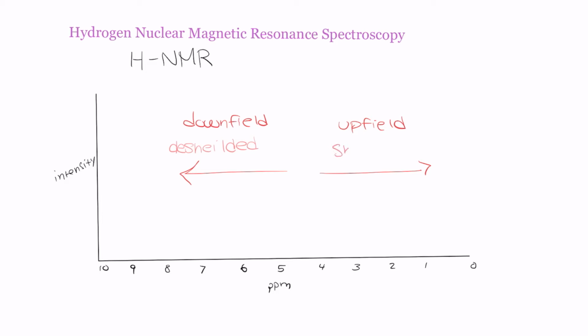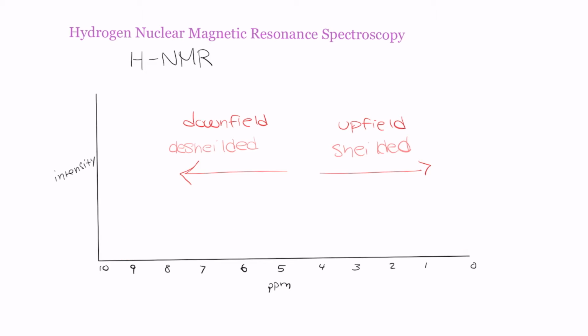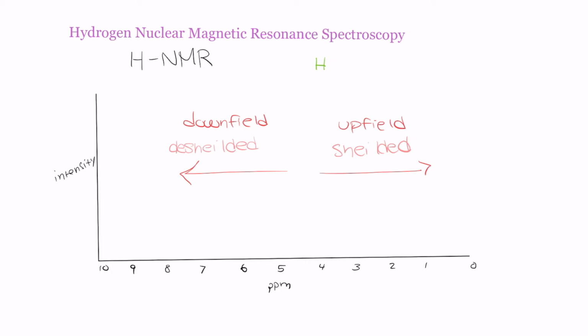more shielded. And I want to take a moment to point out that the x-axis increases going from right to left, which is not like most graphs you've seen before. Now, what does it mean to be de-shielded or shielded? And what's a signal? So let's say you have a compound, and in your compound, you have some sort of hydrogen in there. So if there's a hydrogen in your compound, it's going to give rise to a signal.